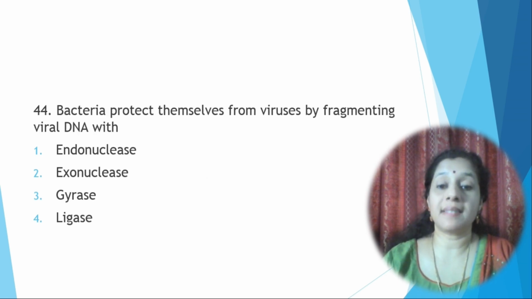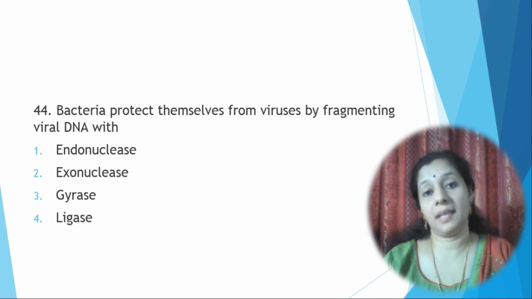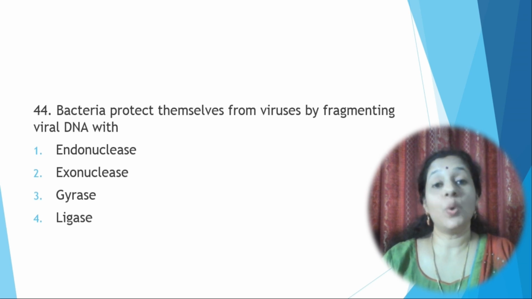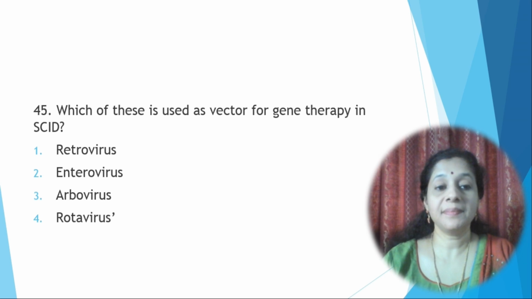Bacteria protect themselves from viruses by fragmenting viral DNA with endonuclease. Which of these is used as a vector for gene therapy in SCID? Since in gene therapy we are transferring to humans, we use a disarmed pathogen, a virus, that is called retrovirus. So option 1 is correct.